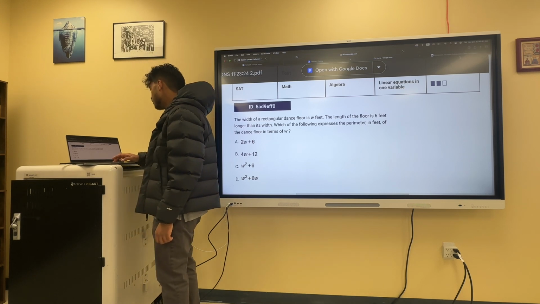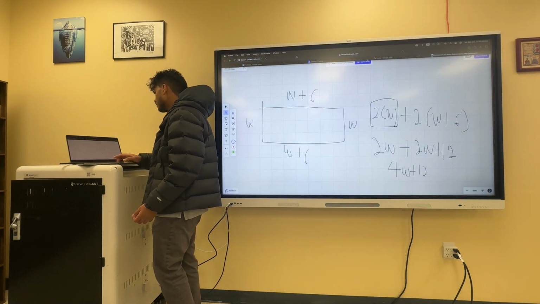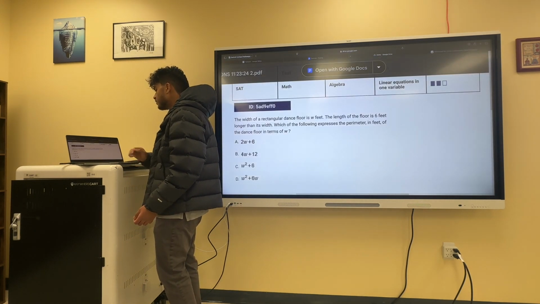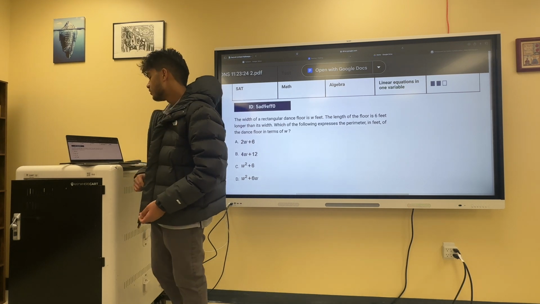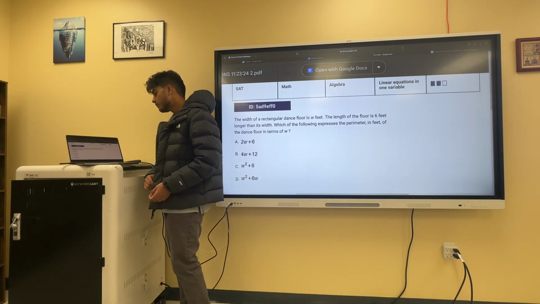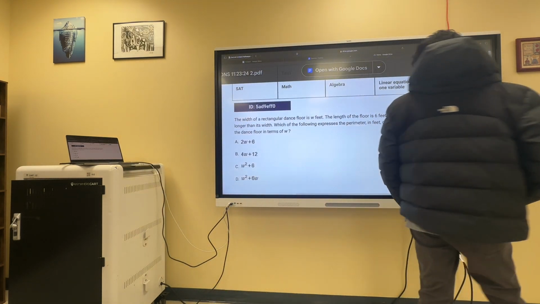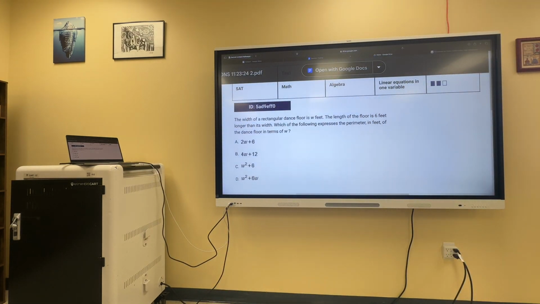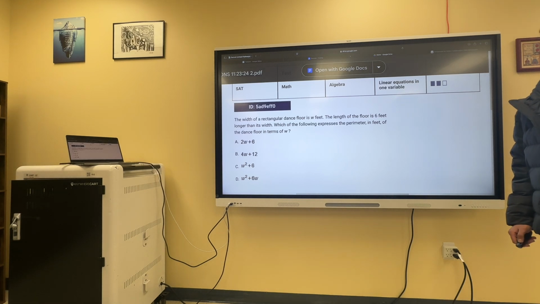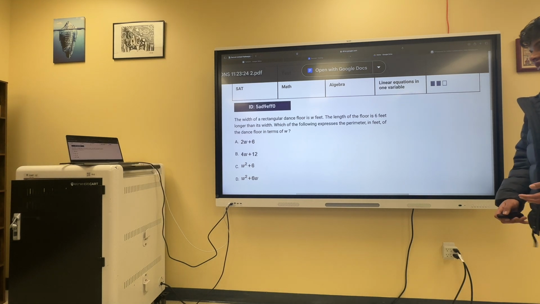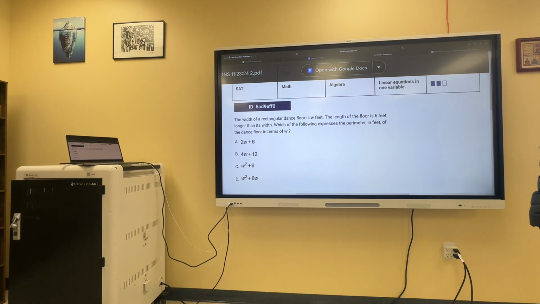Now, I could have done this, and I did it the long way anyway, but I could have also just looked at the answer choices and deciphered. So let's look at the answer choices here first. 2W plus 6. Okay, so you're given that the width is going to be W feet. If I'm only given variables here, right? So I expect 4W because I'm gonna have a W on each side, and it's asking for the perimeter.